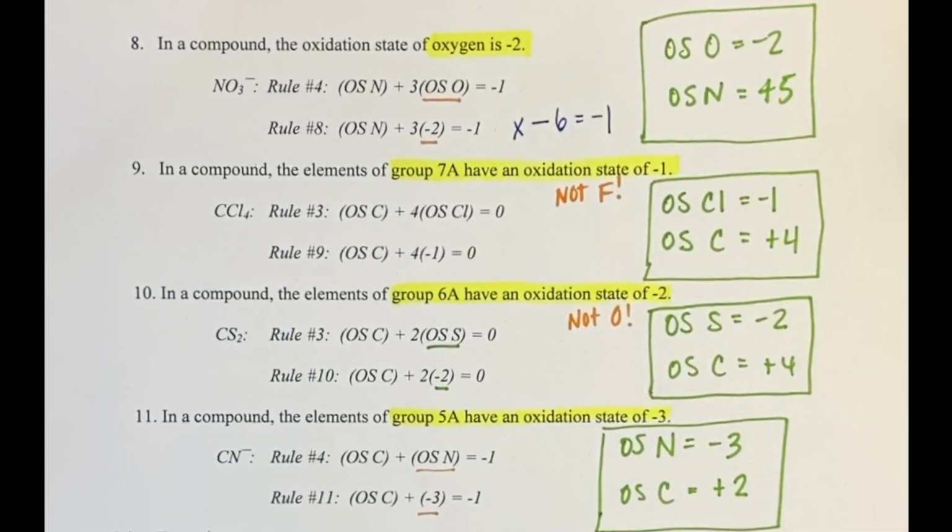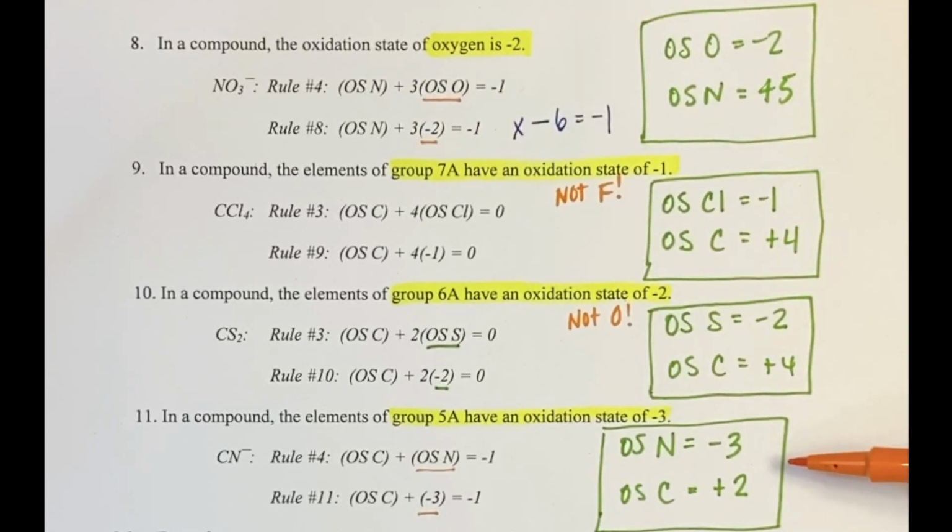So if you look at this example that we did for the nitrate ion, nitrogen's oxidation state was +5. Rule 11 tells us that nitrogen will have an oxidation state of -3, but notice we didn't use rule 11 because by the time we got to rule number 8, we already had all but one of the pieces of information to solve for nitrogen's oxidation state.